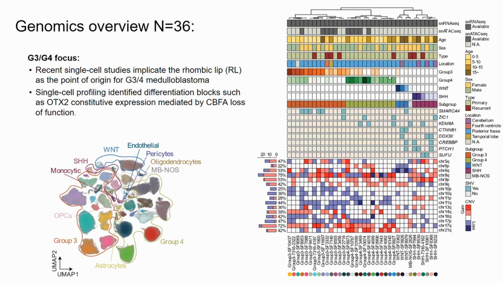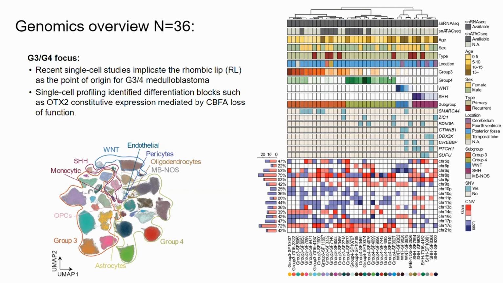This is an overview of the first 36 samples that we sequenced, and it's the basis for the subject that I'll share with you today. And I want to focus in particular on group 3, group 4 medulloblastoma. There have been some recent single-cell studies from the Taylor and Northcott labs that have identified the putative cell of origin for group 3 and group 4 medulloblastoma.